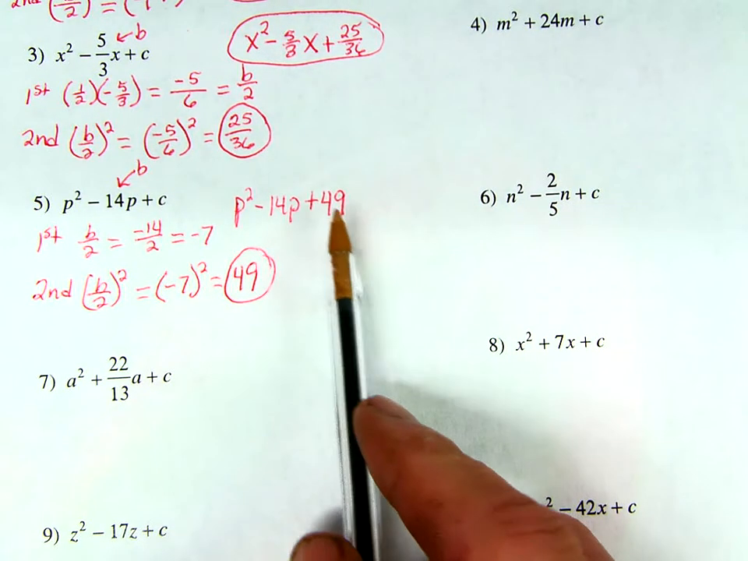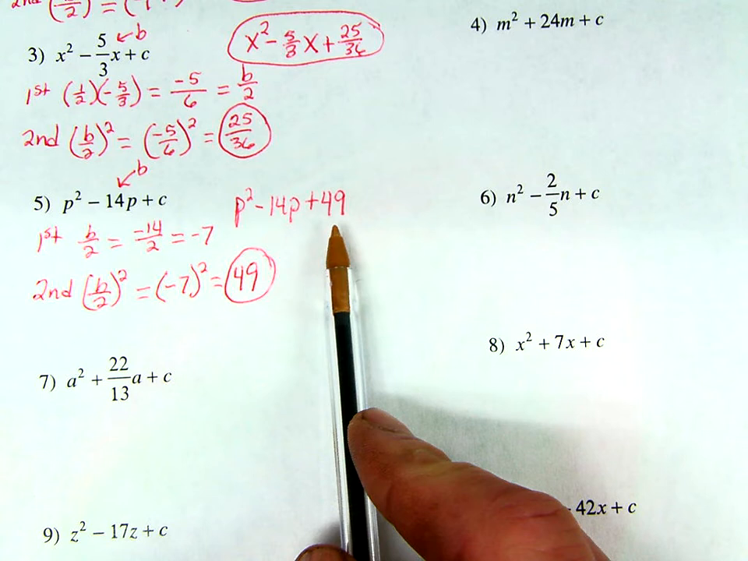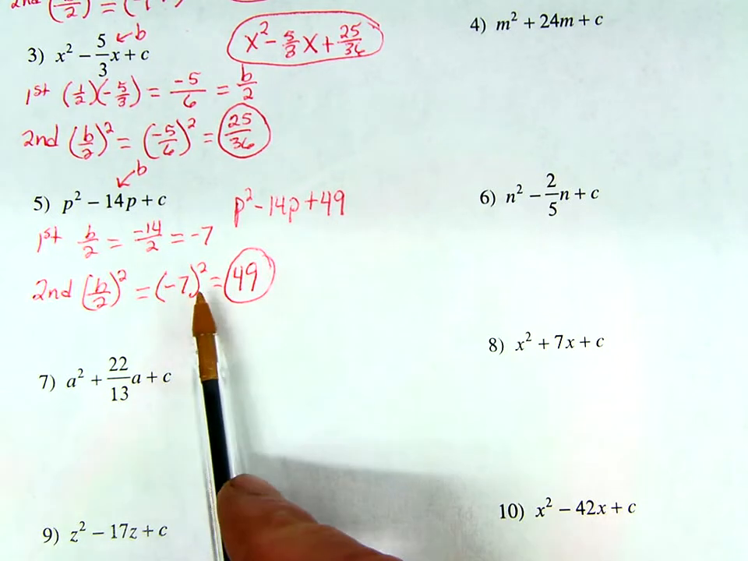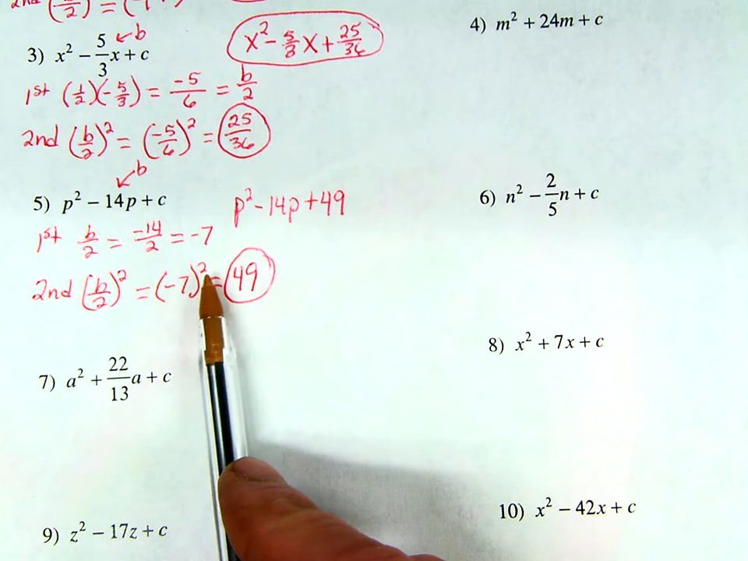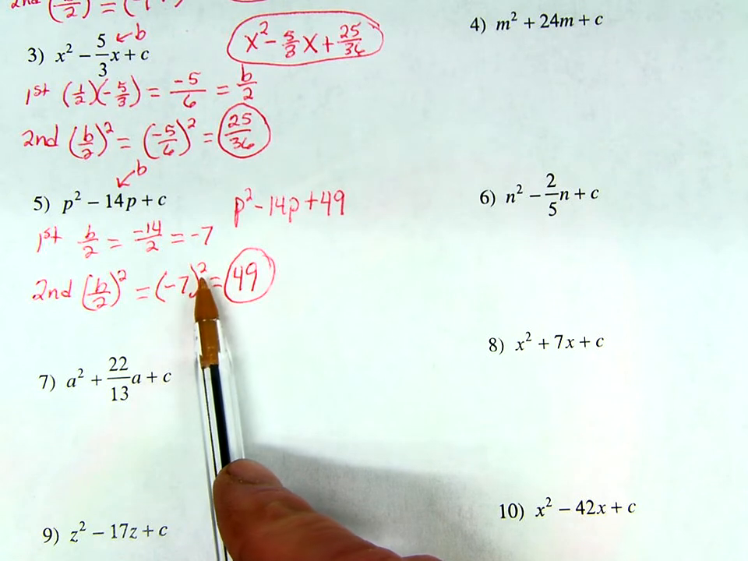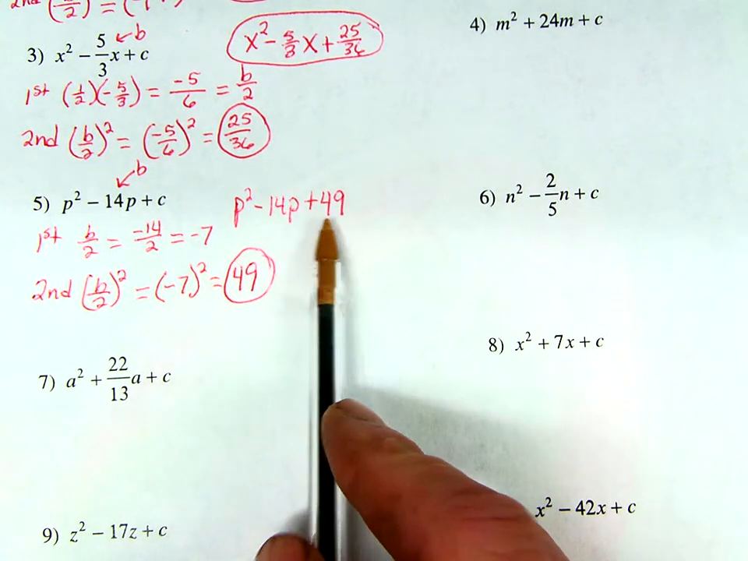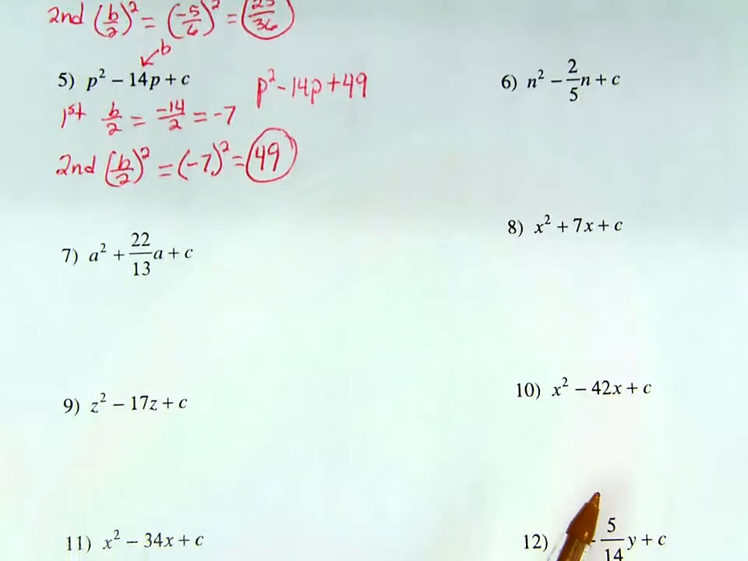When you do this process, c is always going to be a positive number. It's going to be positive because you're having to square whatever b is, a half of b is, and anytime you square something, it turns out to be a positive number. So it will always be positive.